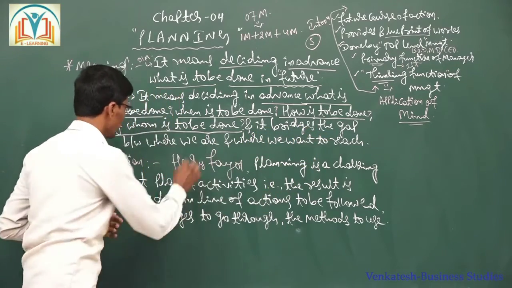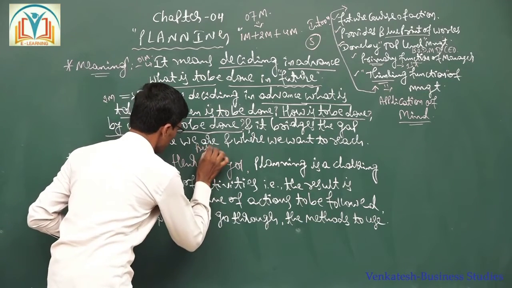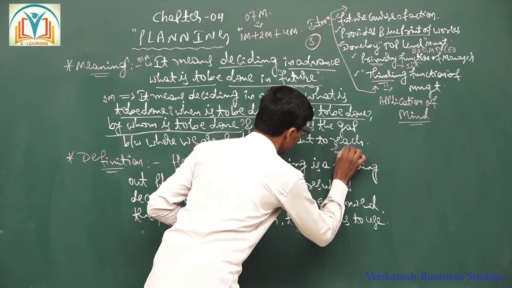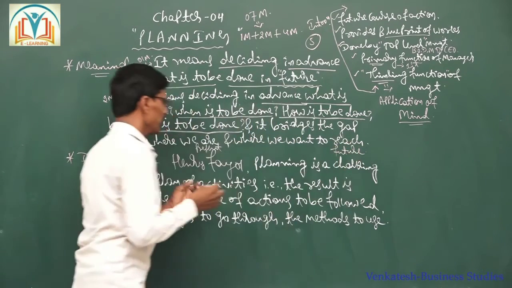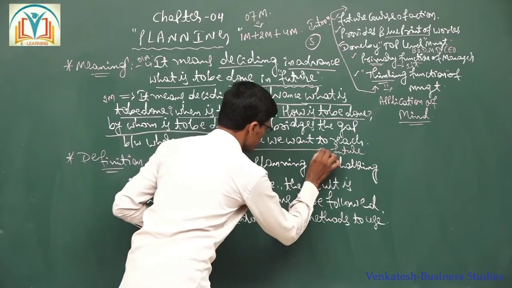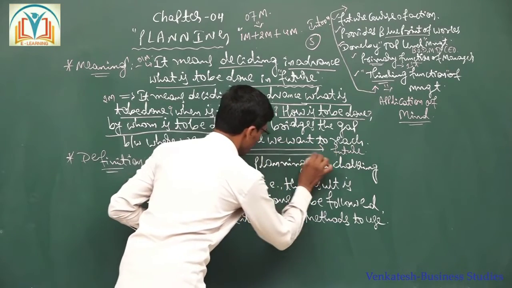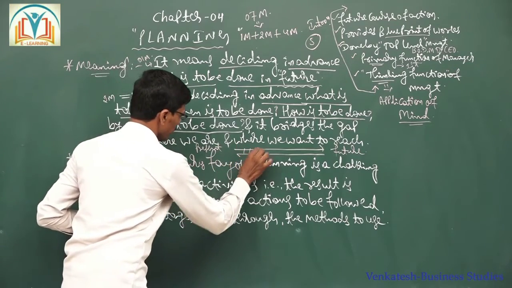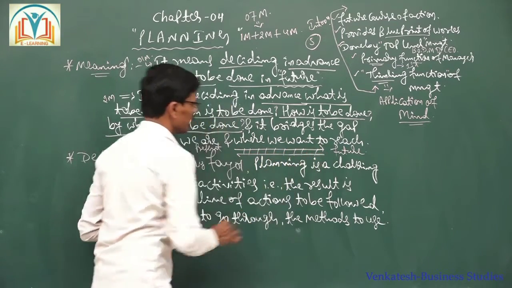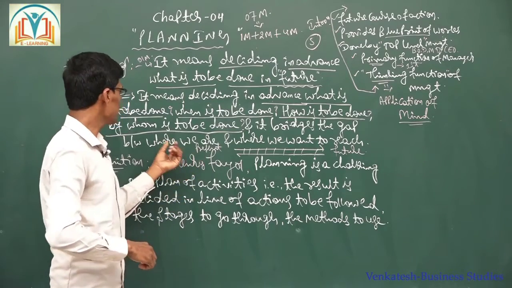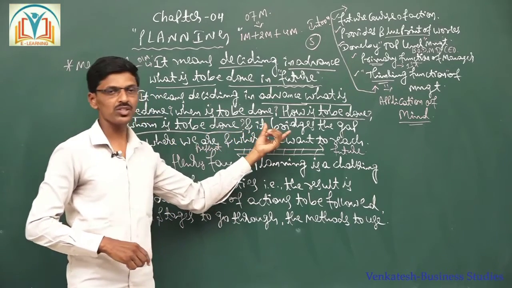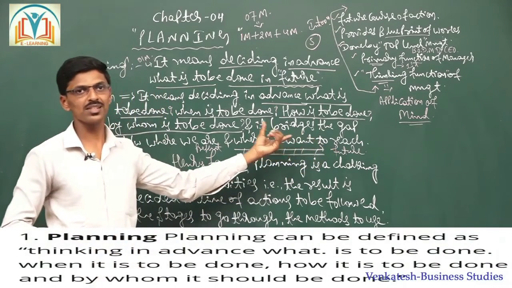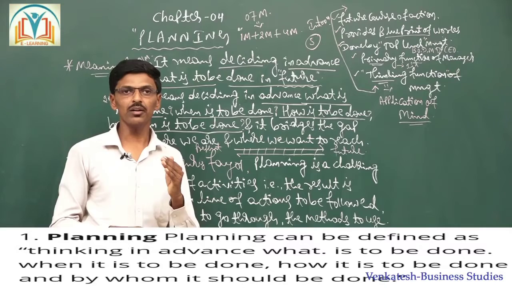where we are at present and where we want to reach in the future. So it is going to build the bridge between where we are and where we want to reach. That is why planning is just like a bridge between the present and the future. So this is about the meaning of planning.